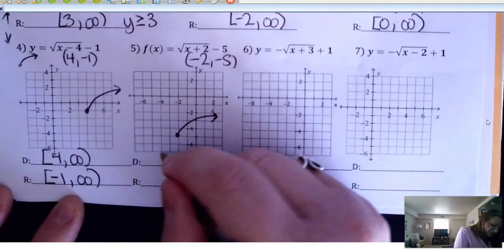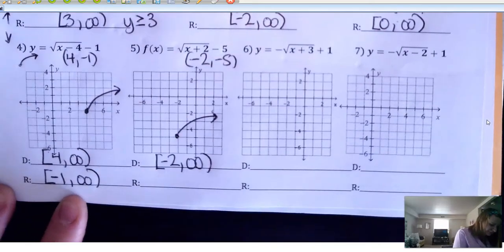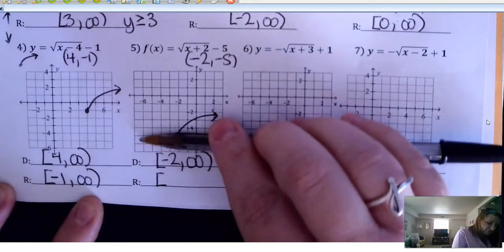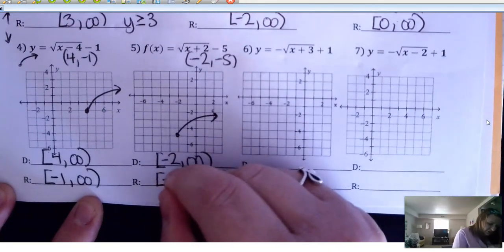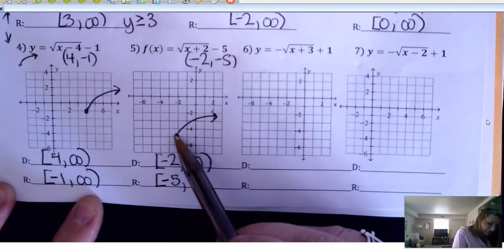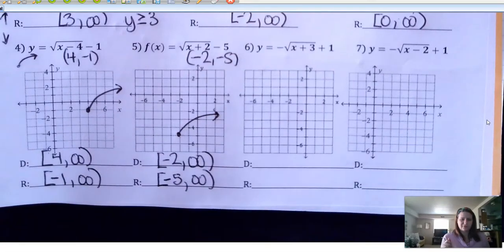Domain: the first x value you touch is -2, and it goes to the right forever, so positive infinity. For the range, come from the bottom. The first point you touch is that same point, but you start with your y value, which is also written up here, -5. This goes up forever, so that's going to go up to infinity, your possible y values.